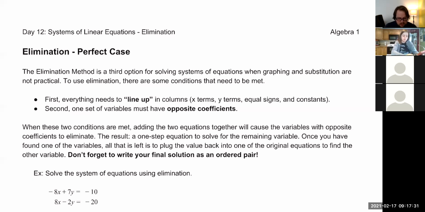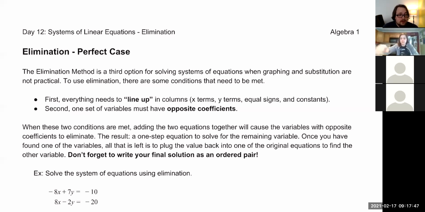Today, however, we're going to add to our bag of tricks when it comes to systems of linear equations, and we're going to add our third and final method for solving them, which is called elimination. So the name is kind of a clue to what the process looks like.